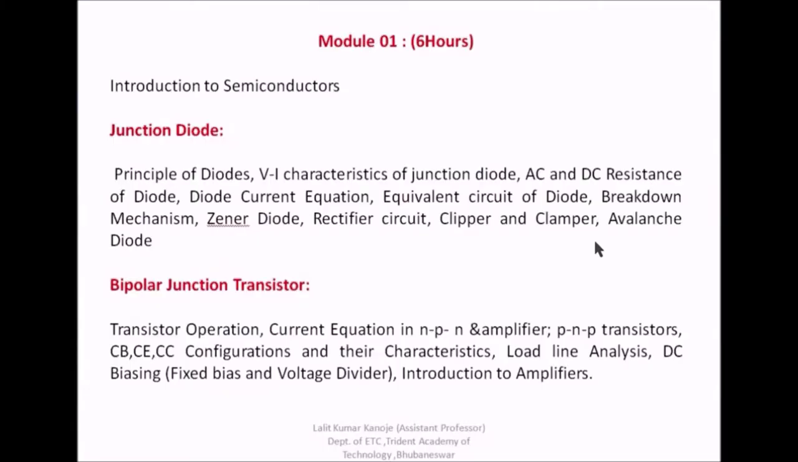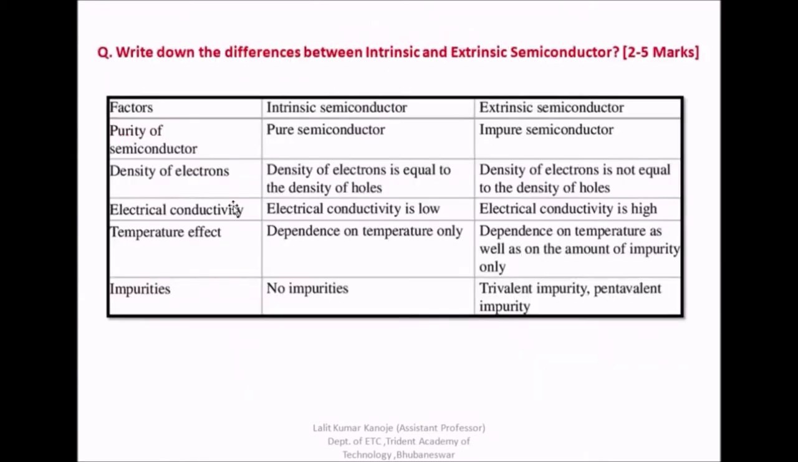Our first chapter is junction diode, and under junction diode we are going to study the principle of diodes and VI characteristics of junction diodes. These are a few questions which may come in the examination. Write down the differences between intrinsic and extrinsic semiconductor. This question may come for either 2 marks or 5 marks, right?